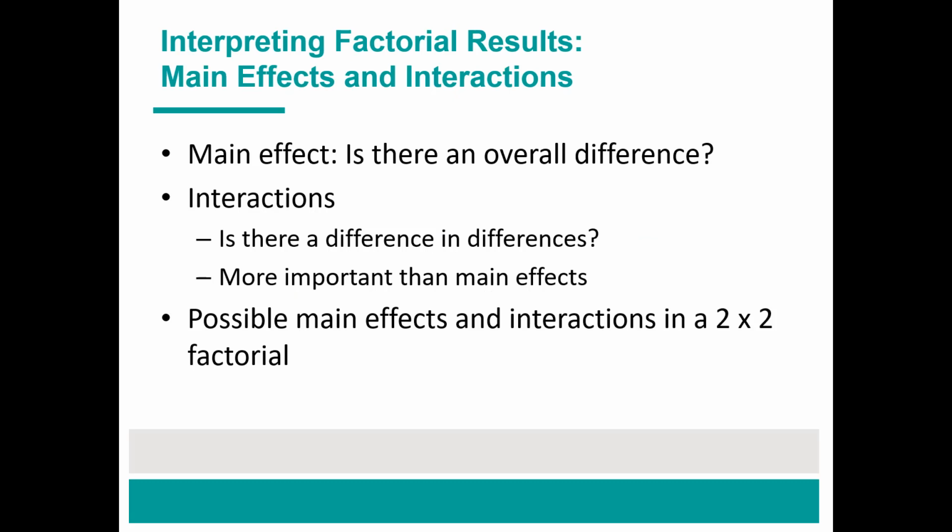When analyzing or looking at the results of a factorial study that has two independent variables, there are actually 3 results we need to interpret. 2 main effects, one for each independent variable, and 1 interaction effect, or the interaction between the 2 variables. Let's discuss each of these.